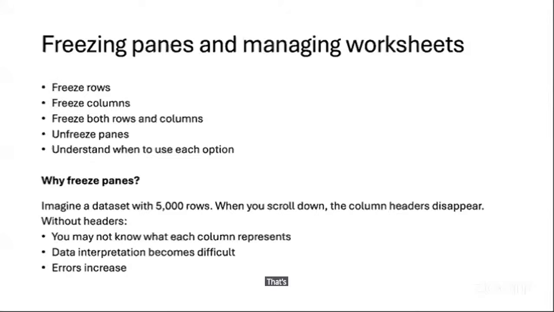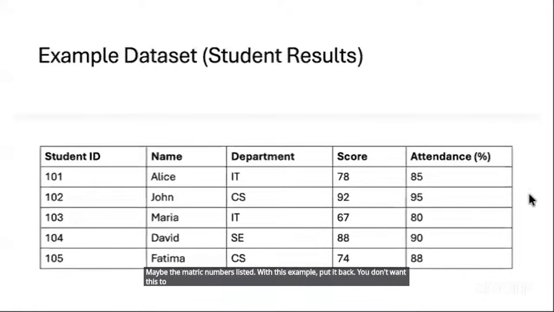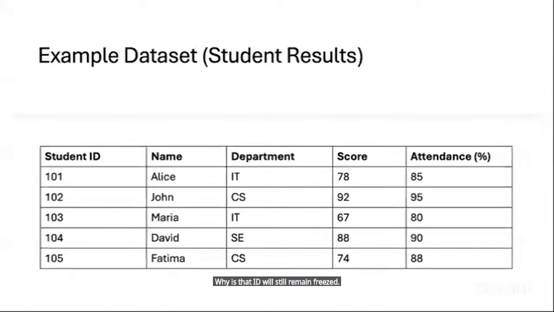That's for rows. You also have freezing of columns. Maybe the matric numbers listed in this example. You don't want this to disappear. If you start going to the right, the student ID will disappear, then name will go, department will go. But you would like the student ID to remain, so that as you are scrolling, name, department, score, attendance, date of birth and local government will disappear as you meet them, while the student ID remains frozen. So it's easy to compare: this student ID, this is the local government, this is the street address, etc.